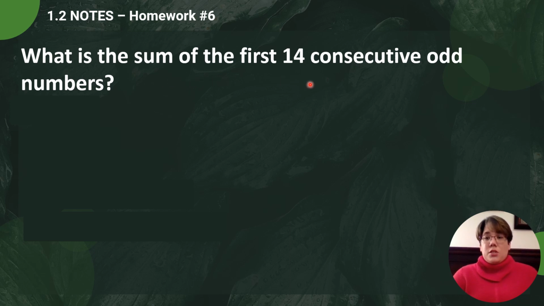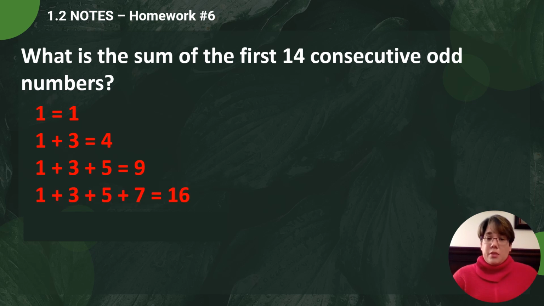Okay, so let's talk about this. The first odd number is 1, obviously. If you wanted to add the first 2 odd numbers, you would say 1 plus 3, and you get 4. If you added the first 3, it would be 1 plus 3 plus 5, and you get 9. 1 plus 3 plus 5 plus 7, that's the first 4 numbers, you get 16. The first 5 consecutive odd numbers, you add them together and you get 25.